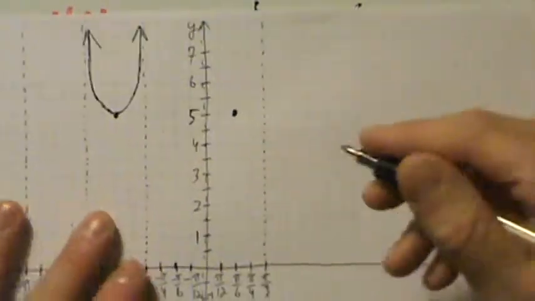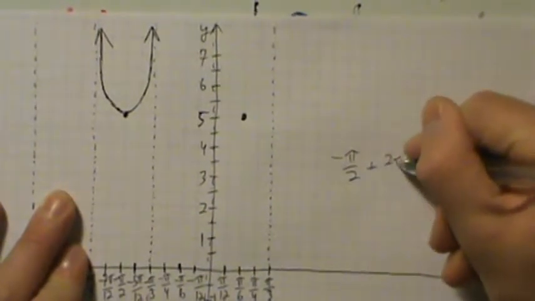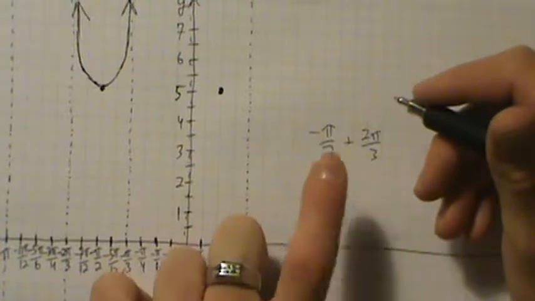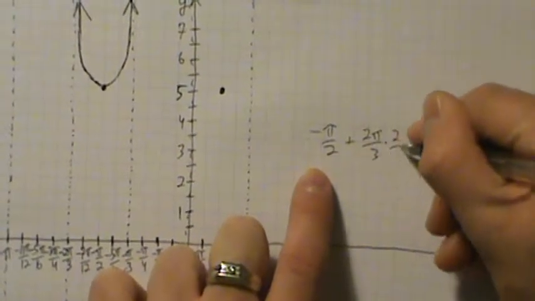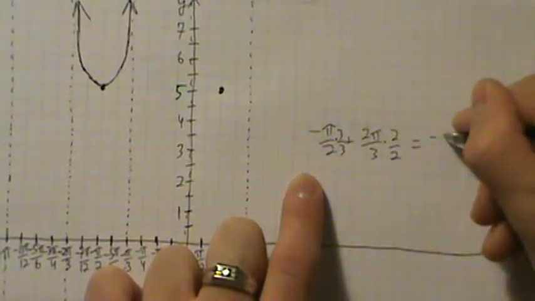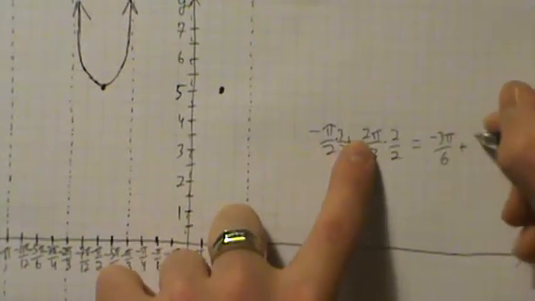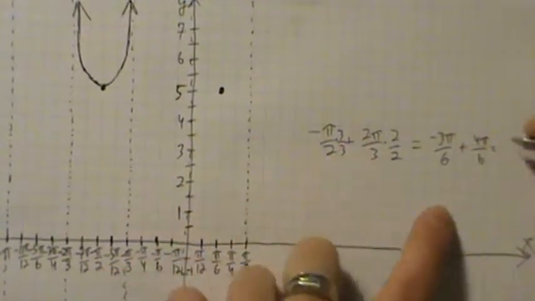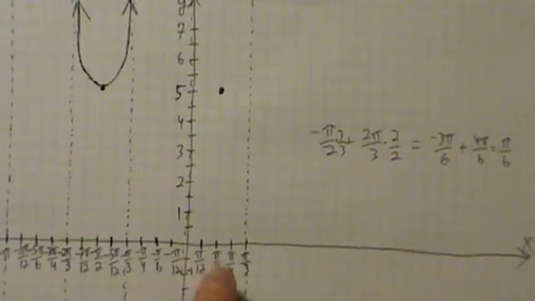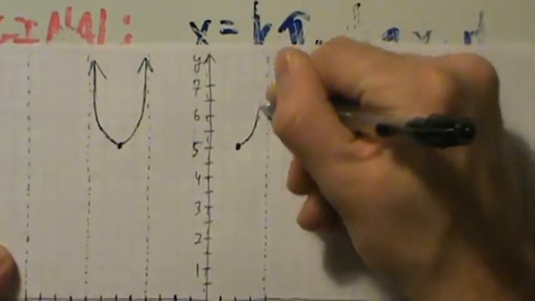Or again, if you don't like thinking about it like that, just take negative pi over 2 and add 2 pi over 3. Okay, so denominator 2, denominator 3, the least common denominator is 6. So multiply this by 3 over 3, multiply this by 2 over 2. So this is negative 3 pi over 6 plus 4 pi over 6, which is plain old positive pi over 6, which is exactly what we have right here. Okay, then open this up the same way.